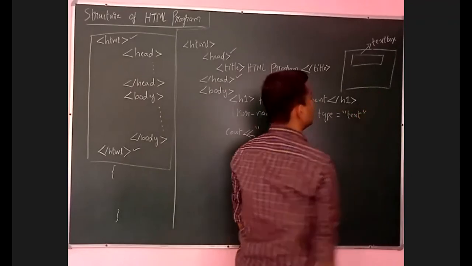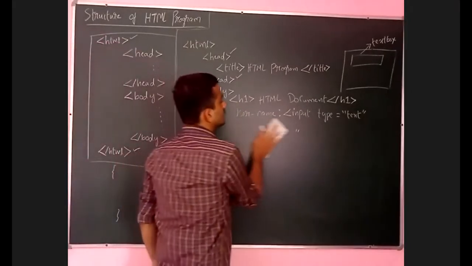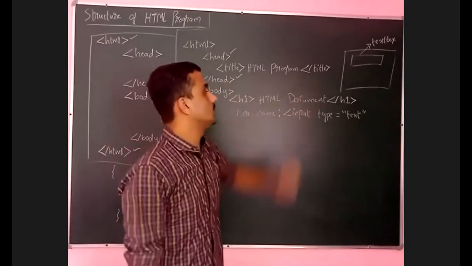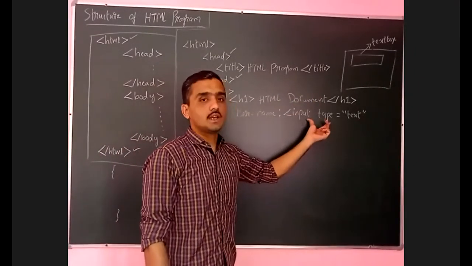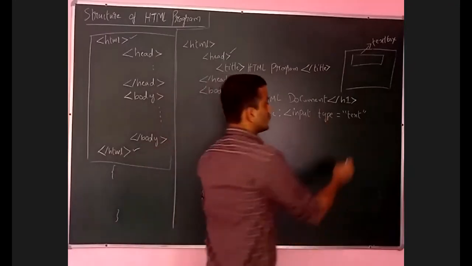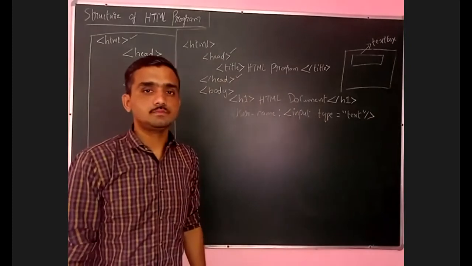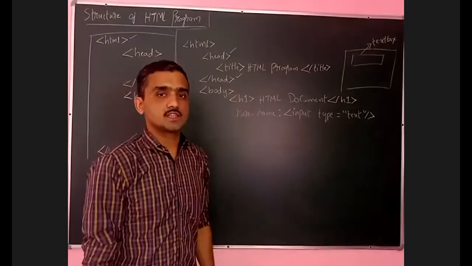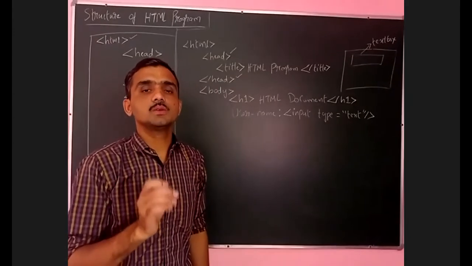Okay, input type is equal to text. If we write like that, then a box is displayed on the screen, that is, on the browser. For this tag, you need not write the ending tag. Here only you can end it. Input type is equal to text. Text means it is a text box. It will display the text box. On that you can type. The cursor starts blinking and you can type.